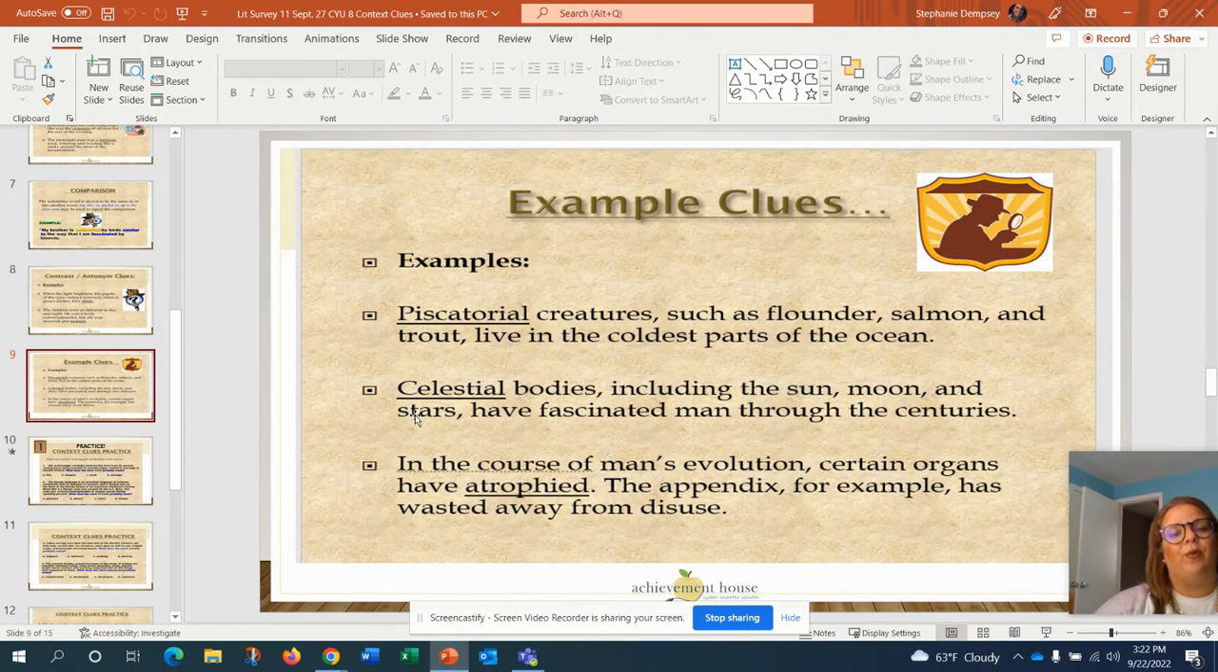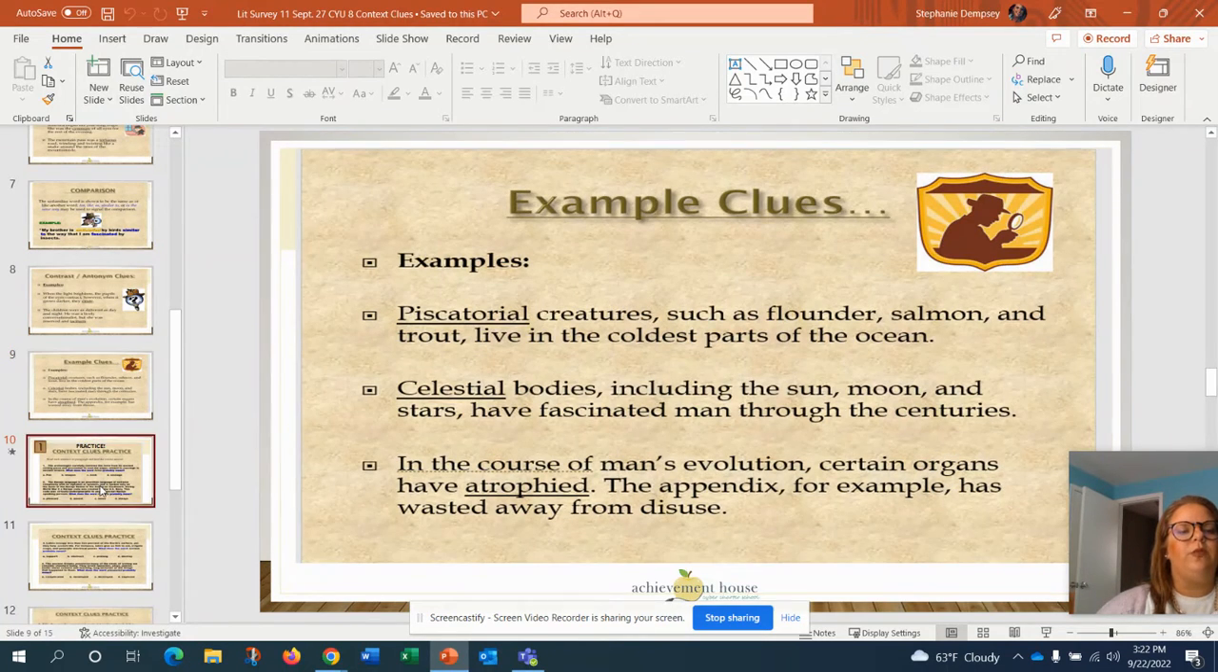There are some example clues that you can use in a sentence too. Piscatorial creatures such as flounder, salmon, and trout live in the coldest parts of the ocean. You probably don't know what piscatorial means, but when you see the words flounder, salmon, and trout, you know that we're talking about fish. We talked about celestial bodies, that being the sun, moon, and stars. So all of a sudden, you know we're talking about space.